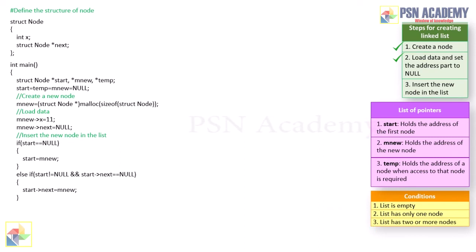Now this is the third and last condition. The list has two or more nodes. That means the list may have 2, 3, 4, 5, 6, 7, any number of nodes there. And since this is the third and last condition, we can put this in the else part. Okay.